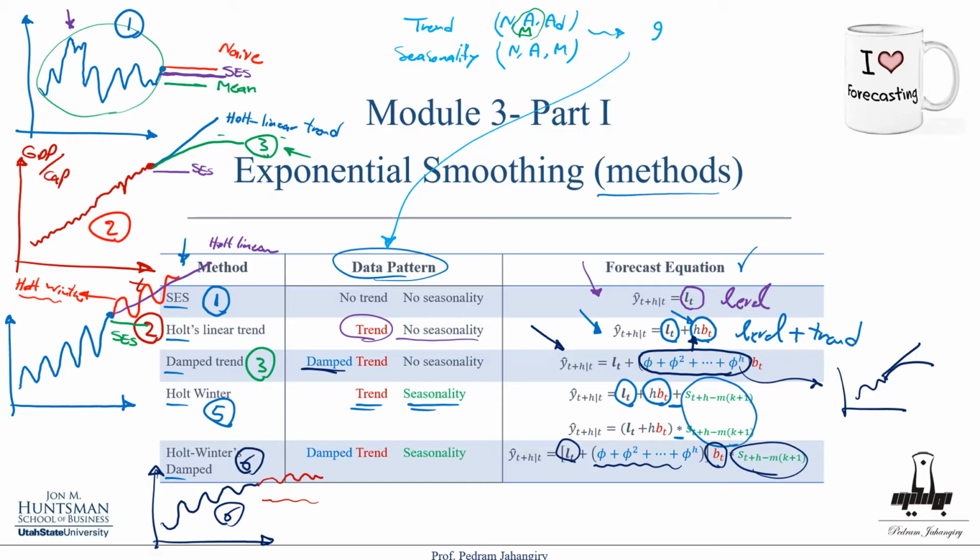And more practically, when you have something like that, you would be better off if you transform the data first and then simply apply additive or additive damped trend to that. So that's why we're not interested in covering that multiplicative trend.